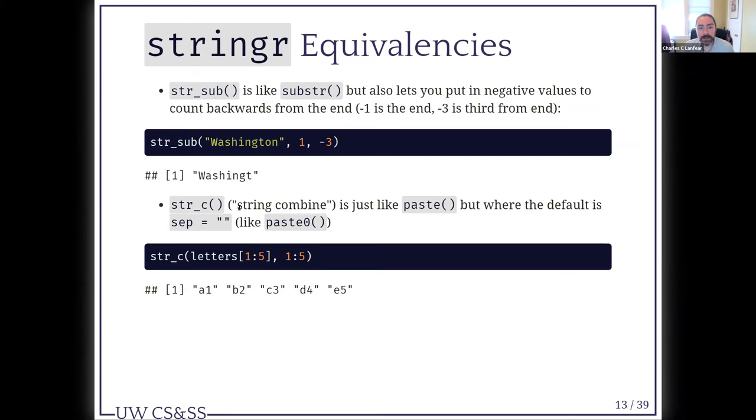String C, string combine, is just like paste. It's basically a replacement for paste, except it's actually better, because it's a paste that defaults to separator nothing, like paste 0, but when you want to add a separator, you can. So string C does the best of both worlds. If I say string C letters 1 through 5 and the numbers 1 through 5, it doesn't insert stupid spaces in between them and it behaves like paste 0 that I use all the time, but I could add a separator if I want. I like string C a lot, but my brain remembers paste 0 a lot faster than string underscore C, so I use paste 0 most of the time. If you remember string C though, fantastic, because it's a better function, kind of.